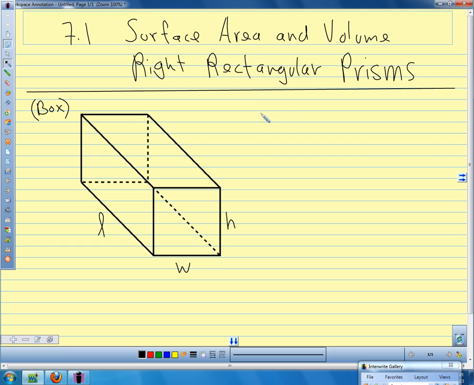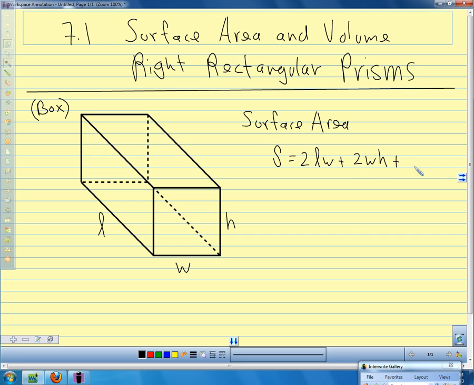So we're talking about a right rectangular prism, the surface area. And we usually write surface area as S. Our formula for surface area: 2 length times width plus 2 width times height plus 2 length times height.